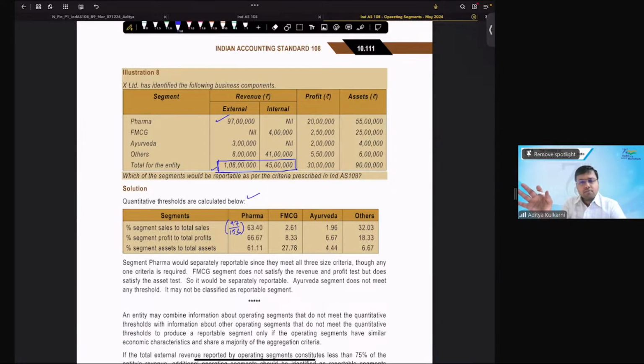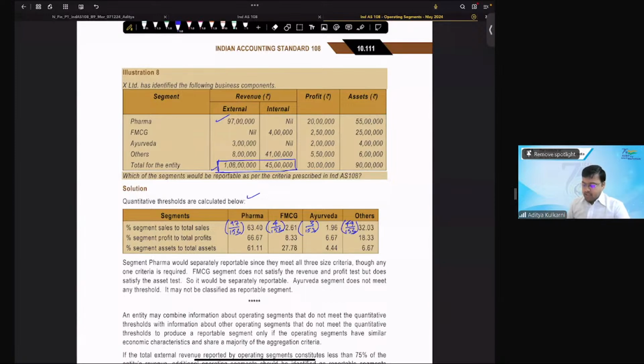Yes or no? Yes, sir. So 97 by 153. FMCG 4 divided by 153, so 4 by 153, 2.61. Ayurveda 3 by 153, so 1.96. And then others is going to be 49 by 153, which comes to around 32%.